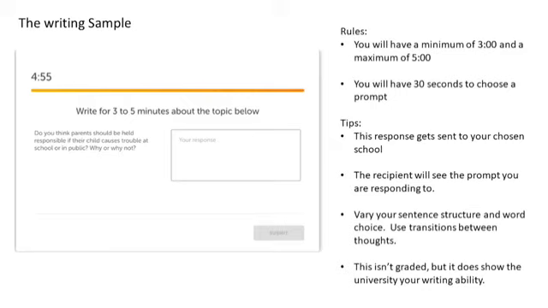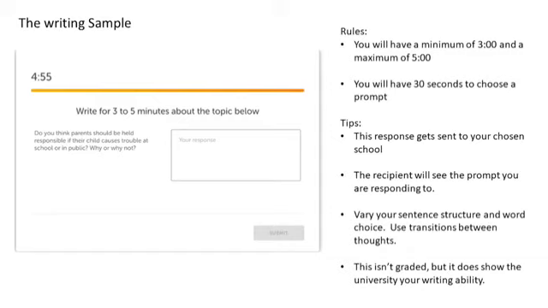For your writing sample, you have a minimum of 3 minutes to write and a maximum of 5 minutes. But you also get 30 seconds to choose between 2 prompts. So choose your favorite one. And remember that your response does get sent to the school.